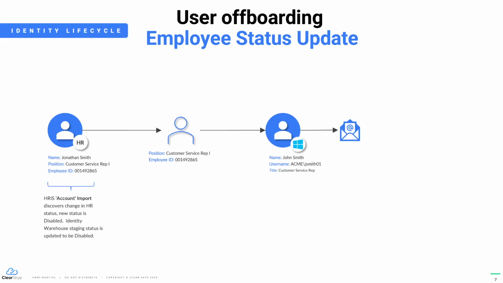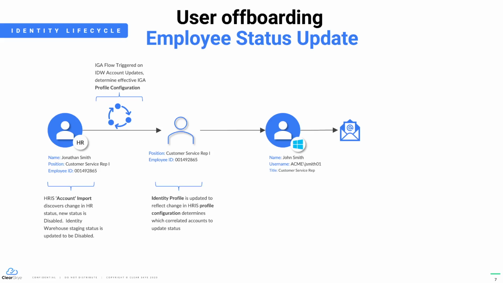The identity warehouse record has been updated to be disabled. The Clear Skye flow that is triggered determines the relevant profile configuration, and this profile configuration determines the downstream actions. At this point, the identity profile, which is the master record within Clear Skye's identity warehouse, is updated to reflect the change in the HR system. The profile configuration policy will tell the flow which target system accounts to update. And finally, there will be notifications sent to significant actors such as the end user or managers saying which accounts have been disabled or optionally enabled.